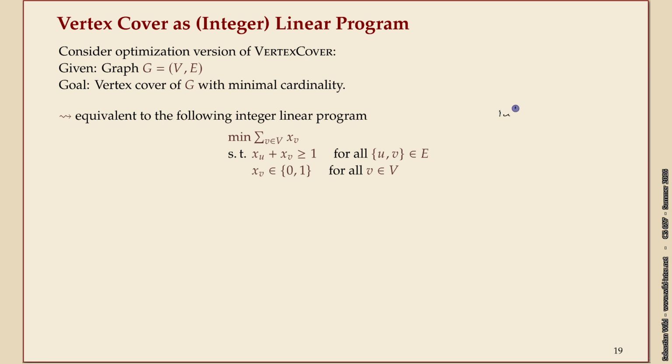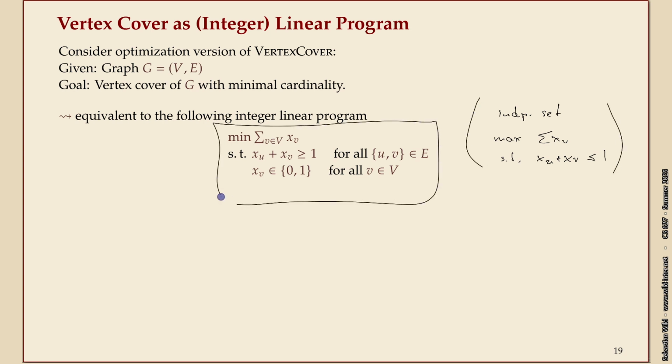Remember, independent set was the same structure. It said maximize the number of vertices you pick, and the constraint was, let's use u and v here, x_u plus x_v at most 1, as opposed to greater or equal to 1. So they're really doing opposite things. Okay, but that's beside the point, just because we talked about independent sets a moment ago. So forget about this, and focus on the integer linear program for vertex cover.